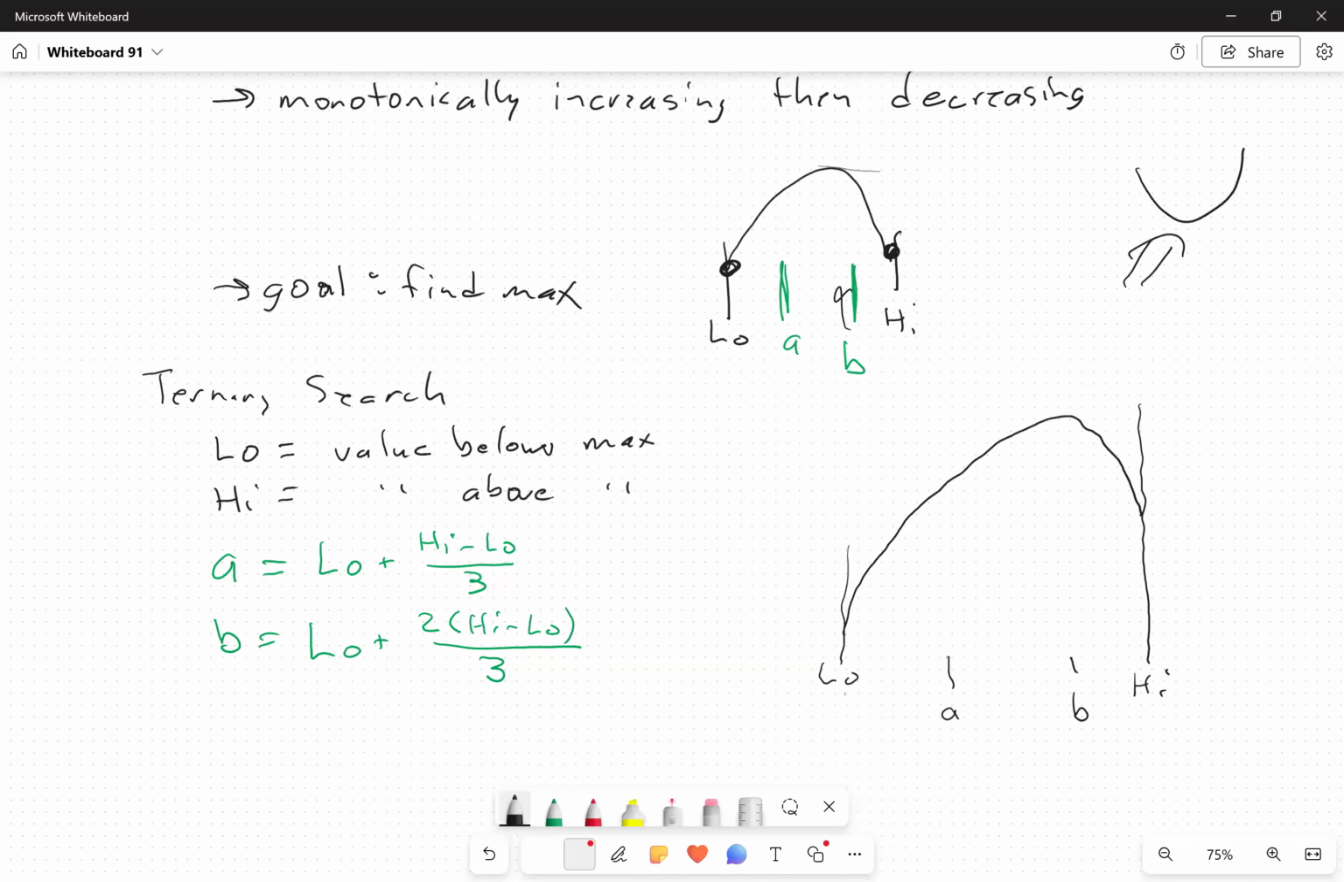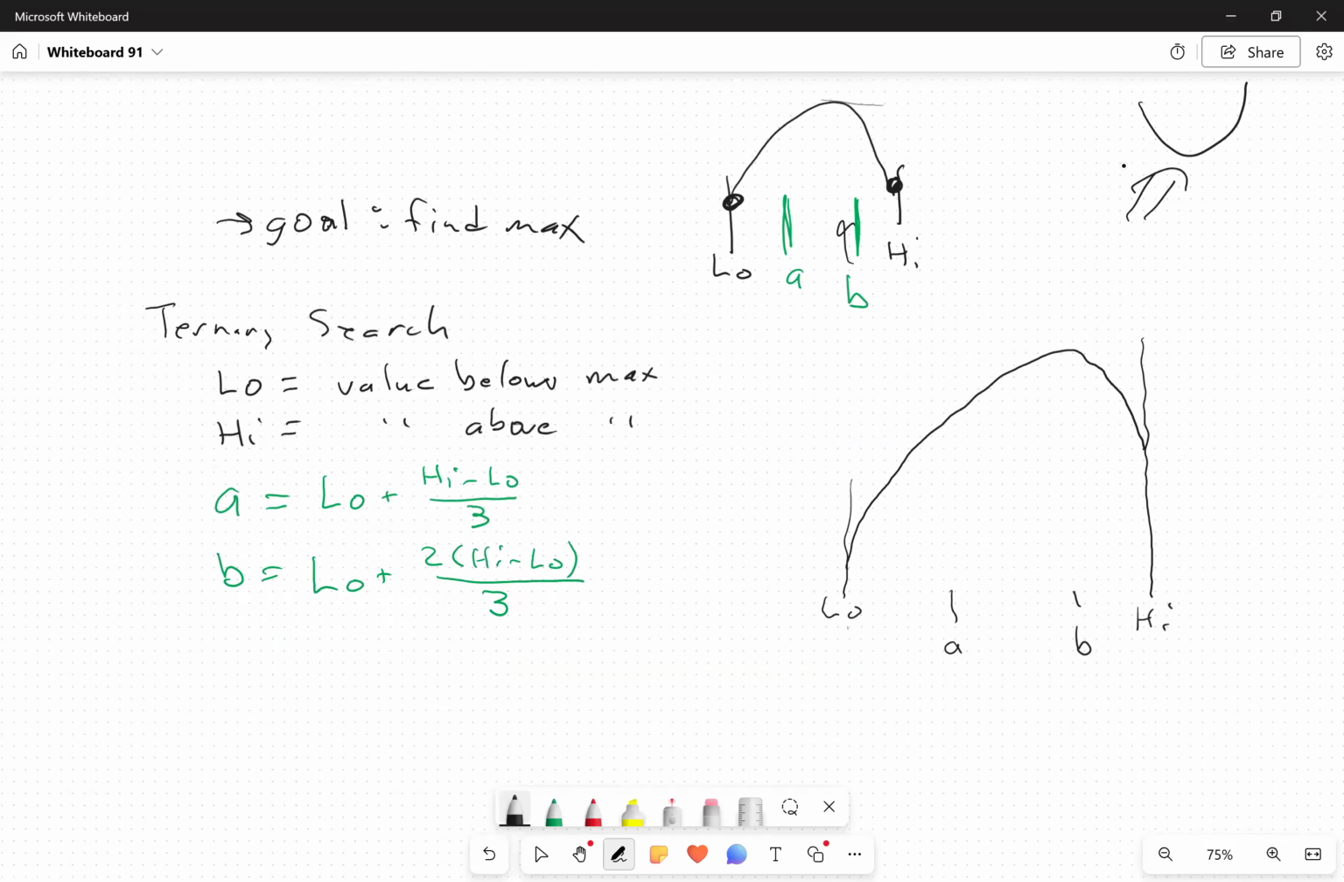Okay, so what we will then do is we will evaluate f at A and f at B. So if f at A is less than f at B, what does that mean? It means we plug A into our function, we calculate the value there. We plug B into our function, we calculate the value there. So this one is f at A, and this is f at B.